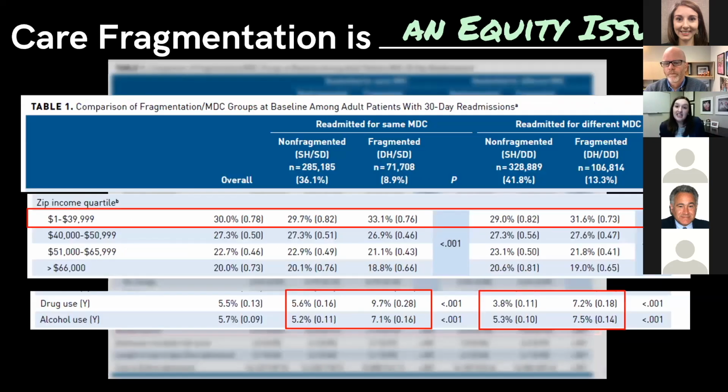And our data shows that vulnerable patients are at risk for fragmented readmissions. So this is our paper where we compared fragmented readmissions for the same or a different reason. And we observed that most patients with fragmented readmissions were in the lowest zip code income quartile, and that patients with fragmented readmissions had much higher rates of reporting drug and alcohol use.